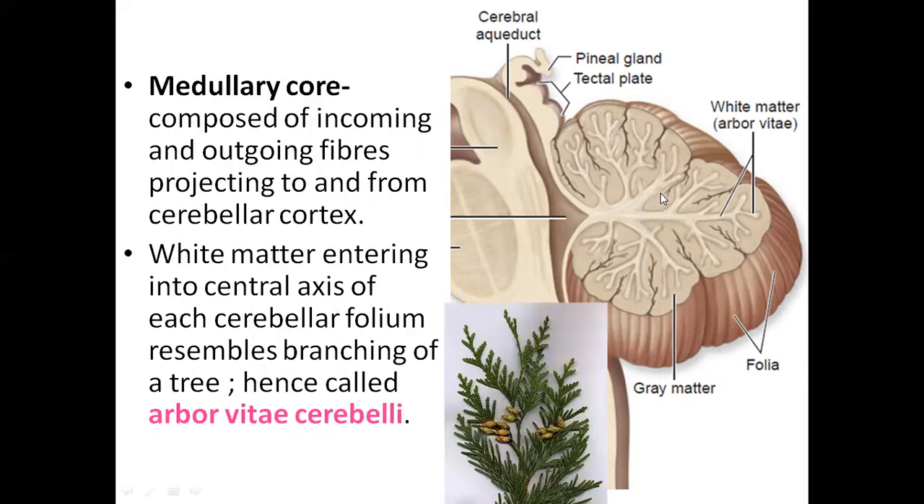Now see, this is the medulla. The medullary core is composed of incoming and outgoing fibers projecting to and fro from the cerebellar cortex. This is the white matter entering the central axis of the cerebellum. Each cerebellar folium resembles the branching of a tree. You can see it looks as though it is branching of a tree. Hence, this type of branching pattern is called arbor vitae cerebelli.